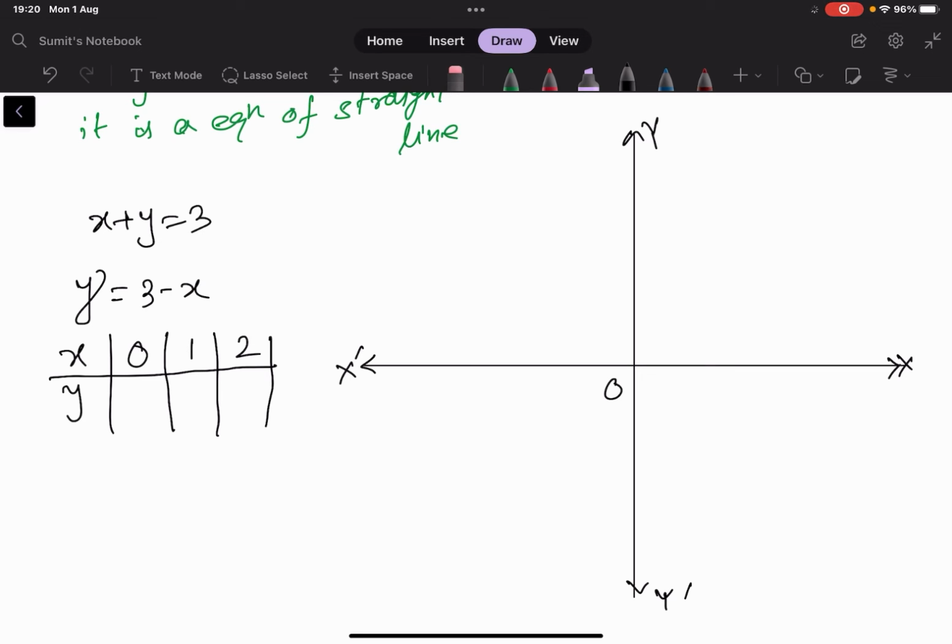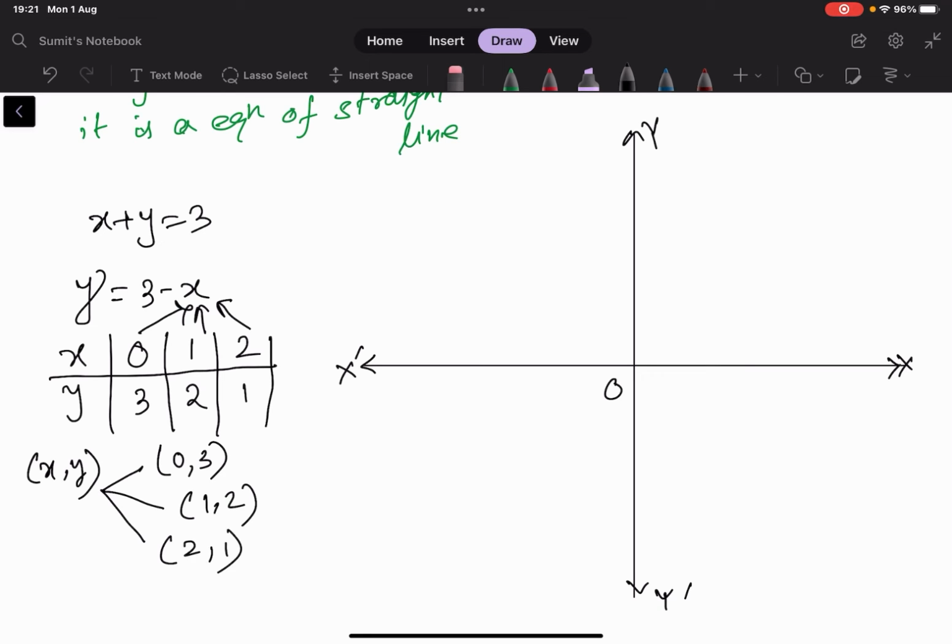For x = 0, what will be the value? If you put x = 0 here, y = 3 will come. If you put x = 1 here, y = 2. If you put x = 2 here, y will be 1. That means what are the points that can be generated by these values? (x, y) are the points. The points generated are (0, 3), (1, 2) and (2, 1). These points are generated for this equation only. Yes. So we have to plot those points only.